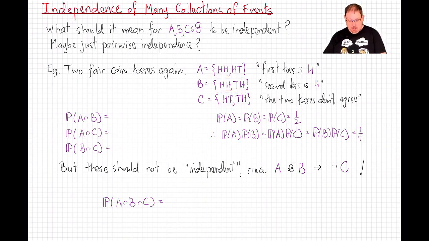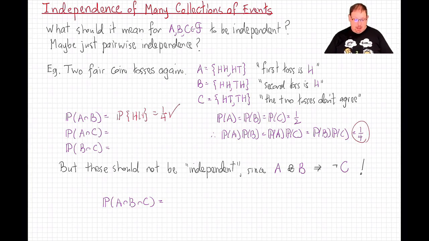That means that each of them has probability 1/2, and therefore the product of the probability of any two of them is 1/4. Now we just need to check, what are those intersections? Well, A intersect B is the event that the first and second tosses are both heads. So that's only one outcome. That's the probability of heads-heads, which we know is 1/4, which matches this. And that means those two are independent.